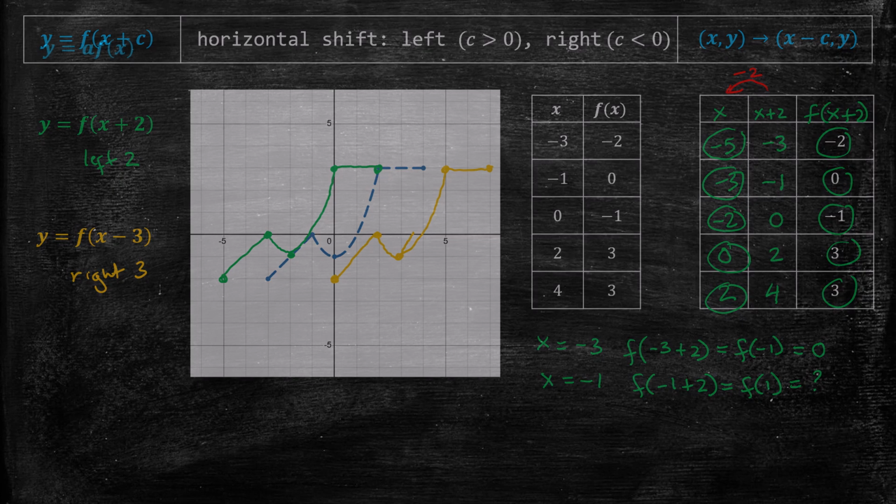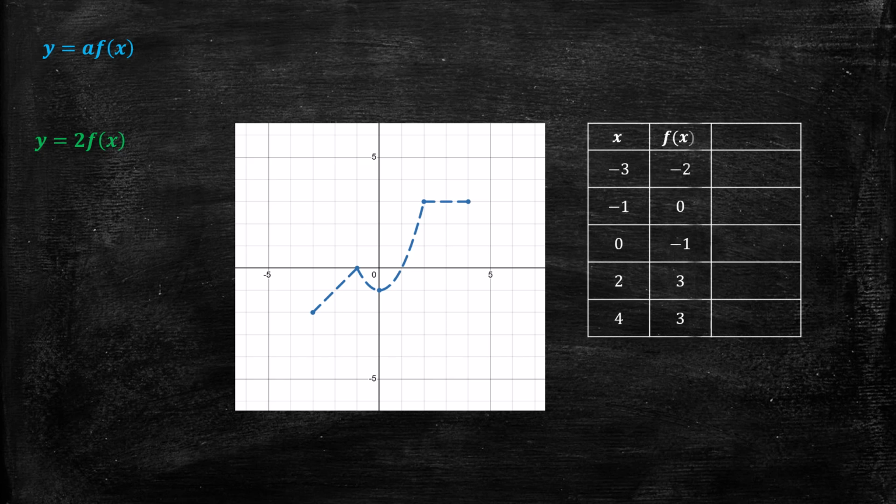So now we're going to consider the scenario when we multiply the function by a constant a on the outside of the function. So let's take y equals 2 times f of x. Here's our function again. Here's our table of values. And we can calculate this pretty straightforwardly. We're just going to take all the y values and multiply by 2 and see what effect that has. So if we graph -3, -4, -1, 0, 0, -2, and then 2, 6, and 4, 6.